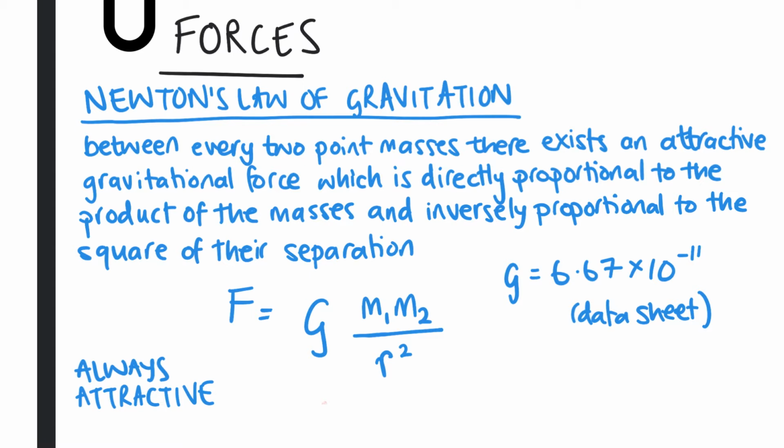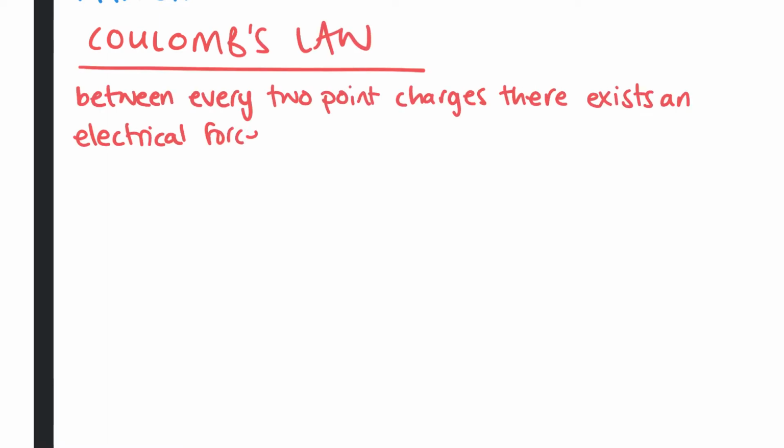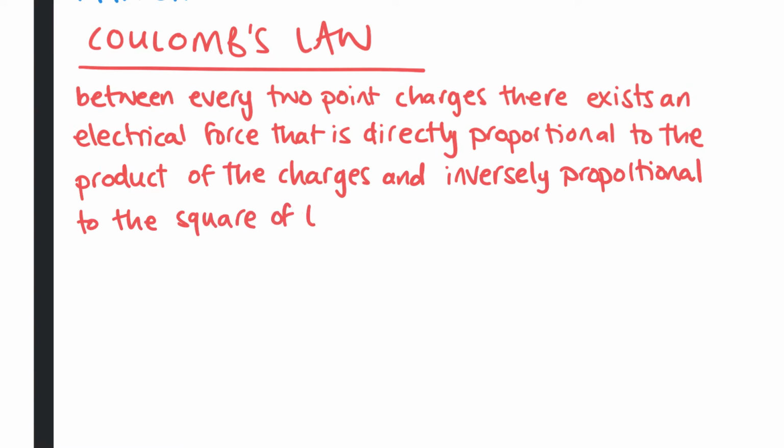So just the way a force exists between any 2 point masses in a gravitational field, there also exists a force between point charges in an electric field. And this gives rise to what's called Coulomb's Law. Coulomb's Law states that between every 2 point charges there exists an electrical force that is directly proportional to the product of the charges and inversely proportional to the square of their separation. So I'm sure you can see the similarities with Newton's Law of Gravitation. Very, very similar here.